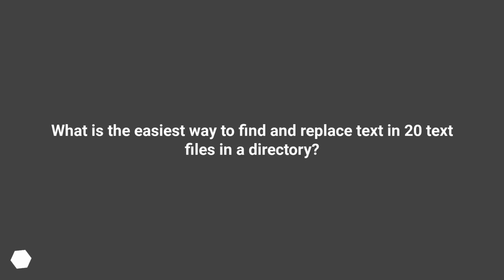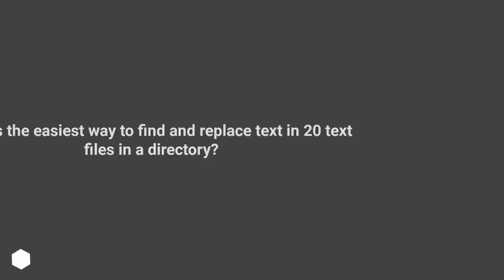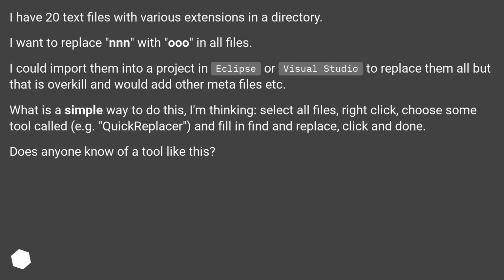What is the easiest way to find and replace text in 20 text files in a directory? I have 20 text files with various extensions in a directory. I want to replace NNN with U in all files. I could import them into a project in Eclipse or Visual Studio to replace them all, but that is overkill and would add other meta files, etc. What is a simple way to do this?